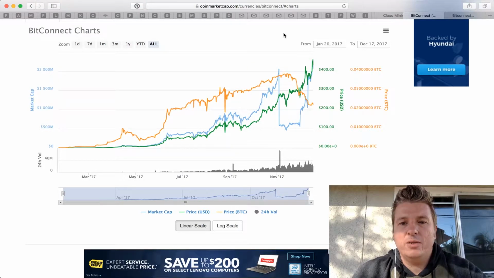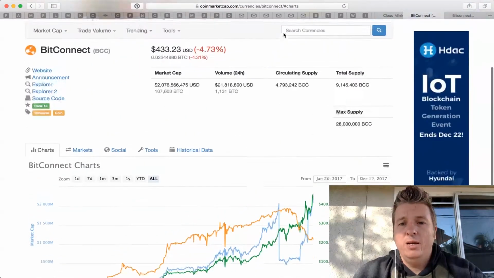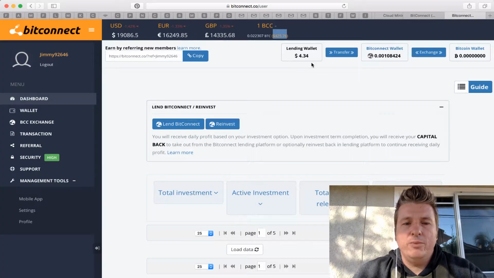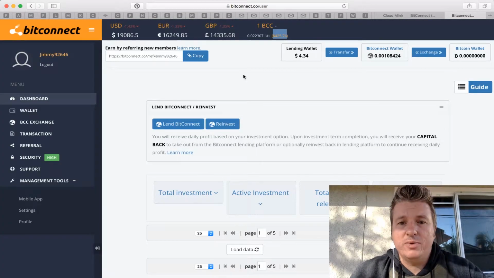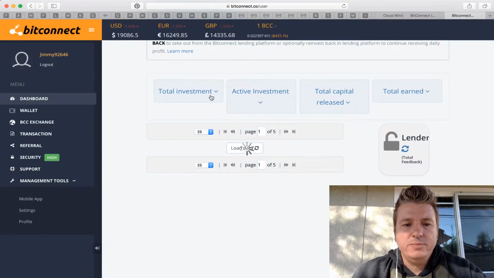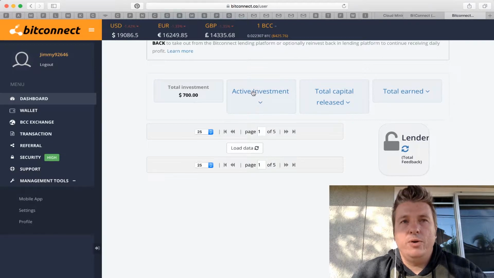If you have BitConnect coin, you're sitting pretty. Obviously, a lot of us are invested in the BitConnect system, and that's okay too. We're going to continue to grow our money there. As you can see, my total investment now is $700. It was just $630 last week, I think, or a week and a half ago. So you can go back and look at my videos and kind of see the progress that I've made over time. So we've been doing really well.